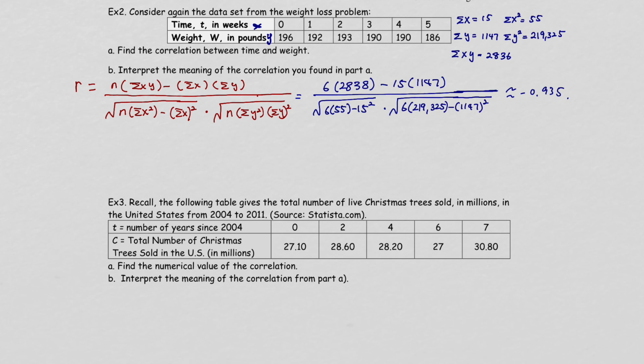Remember this one was linear, right? So the R is saying this is a strong negative linear relationship.